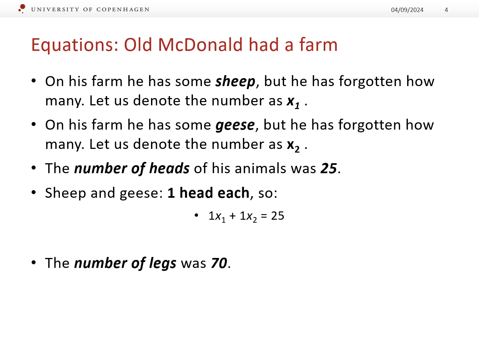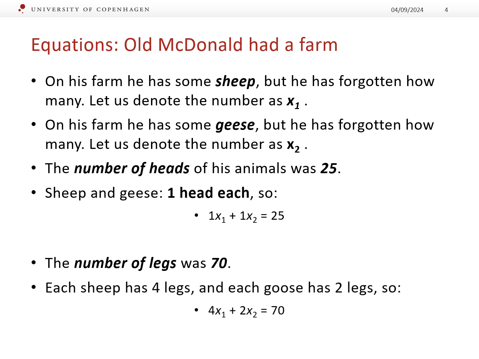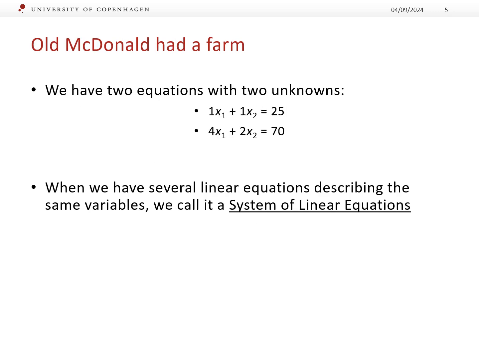He was also able to count the number of legs, and it was 70. We know that each sheep has 4 legs and each goose has 2, so we can also write that as an equation: 4x1 plus 2x2 equals 70. Now our whole MacDonald situation can be described by two equations with two unknowns, and both equations describe the same two unknowns. When we have several linear equations describing the same variables, we call it a system of linear equations.